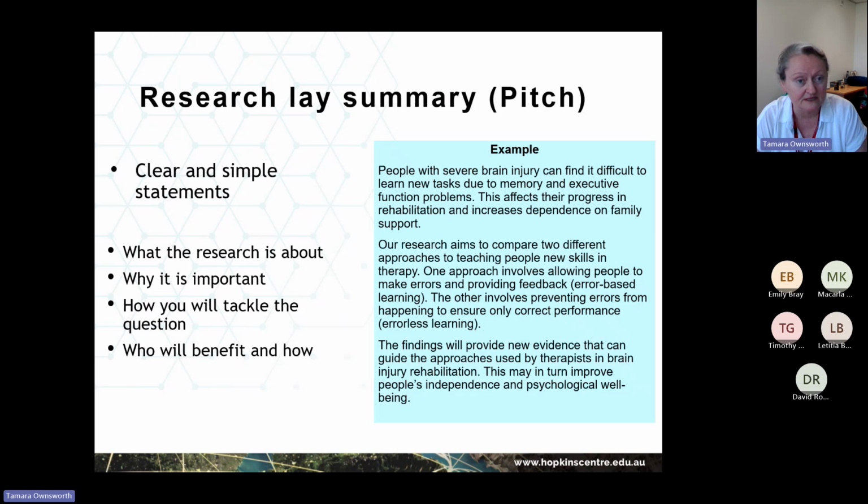This affects their progress in rehabilitation and increases dependence on family support. So that's the problem and the rationale for research.